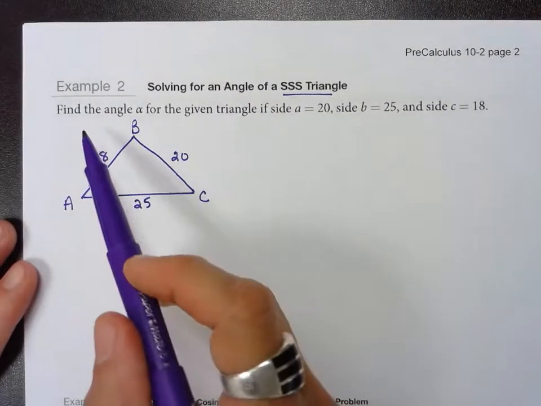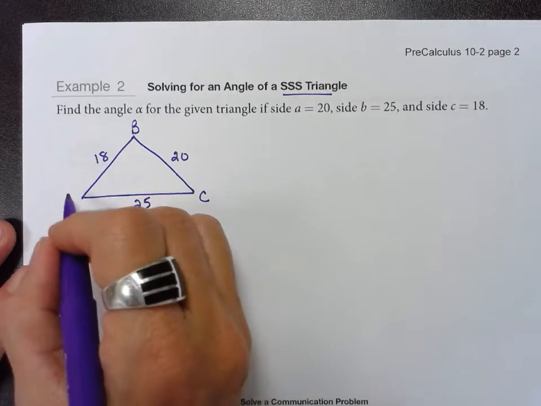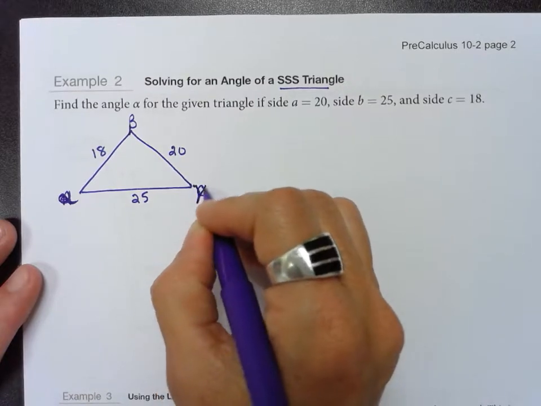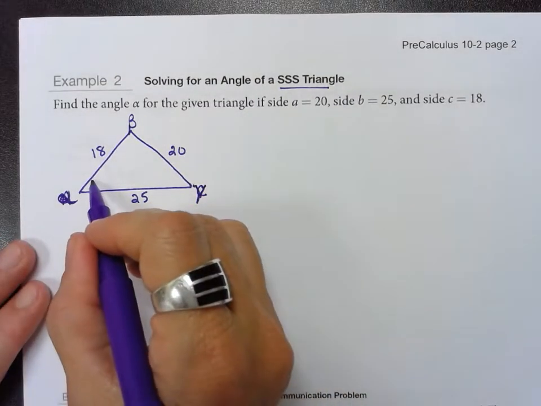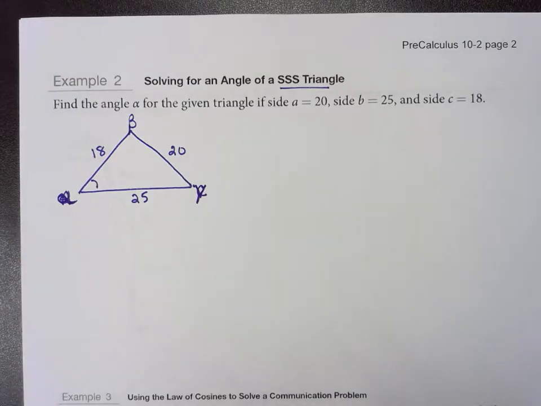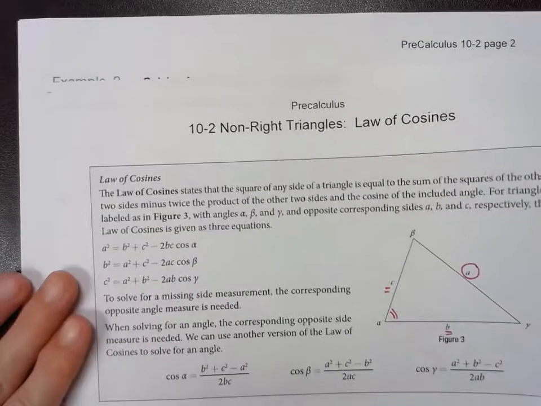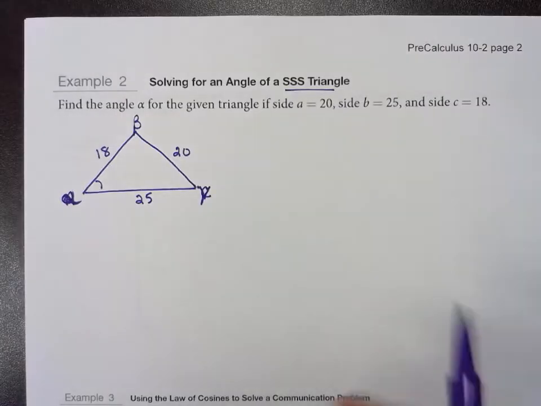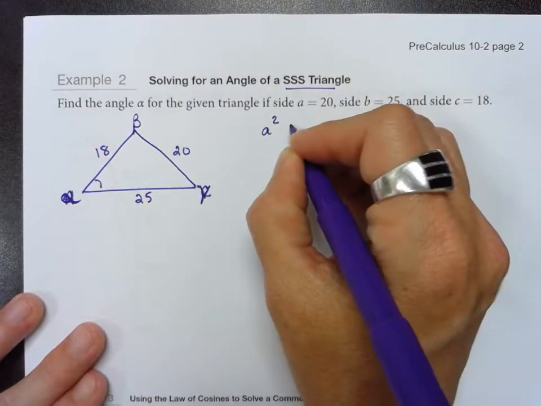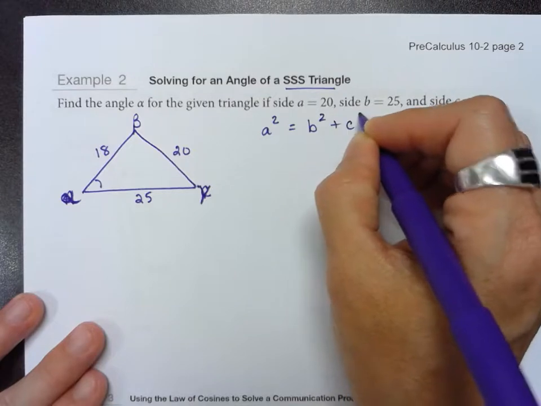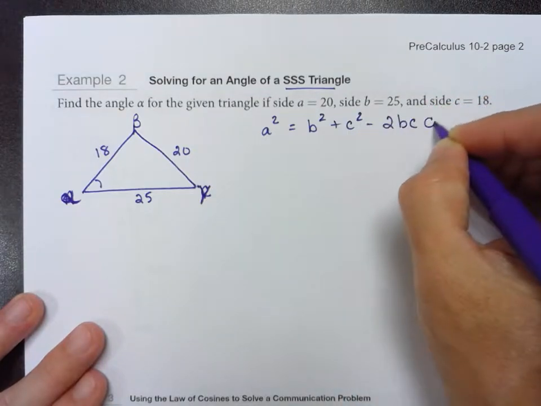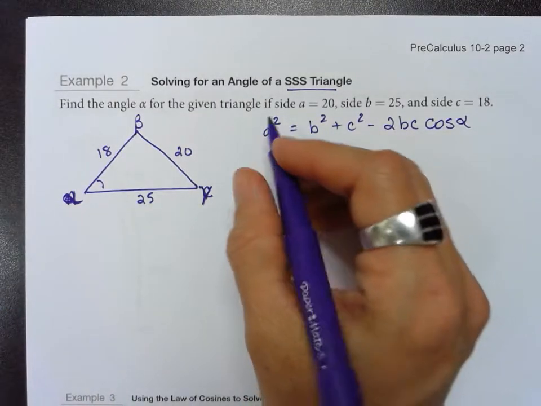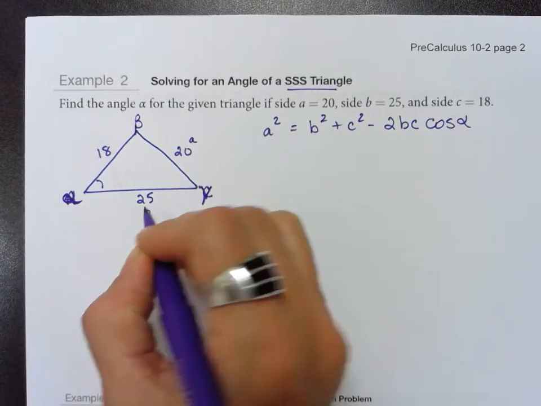We want to know angle alpha. Well, I guess I should have used alpha. Sorry about that. Alpha, beta, and this is going to be our gamma. So we're looking for this angle right here. If you want to refer to your formulas, we're looking for angle alpha, which means we need to use that first formula. So I'll write it down over here: a squared is equal to b squared plus c squared minus 2bc cosine alpha. All right, so we know a. This is our A, this is our B, this is our C.